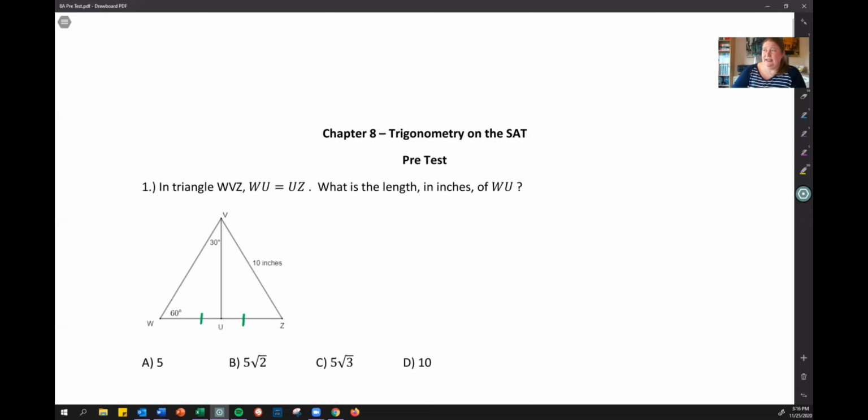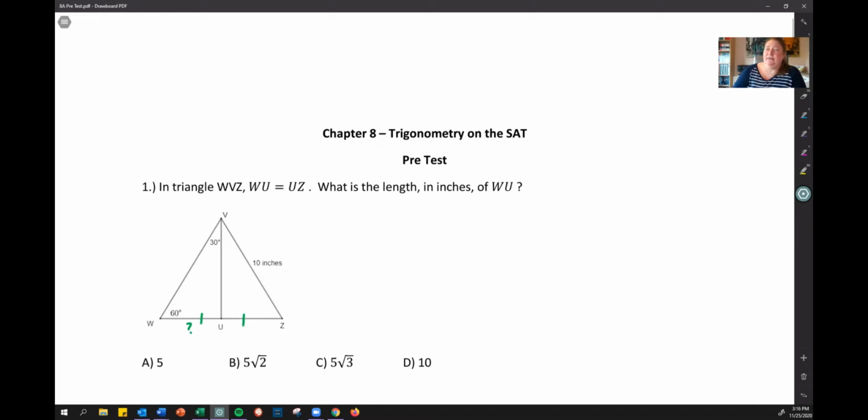And the question is, what is the length of WU? I'll put a question mark to show that I need that. So what I have is 10 inches, right? That's the one length I've been given. I have an angle of 60 and another angle of 30.